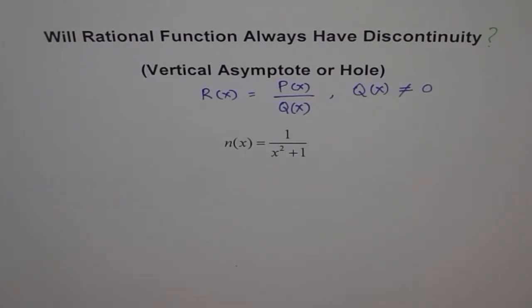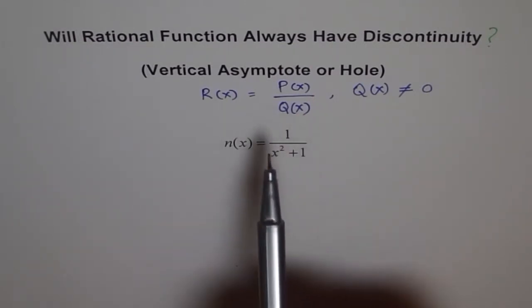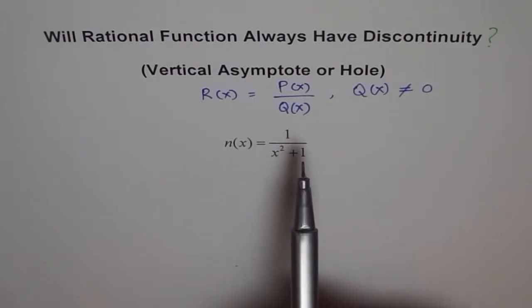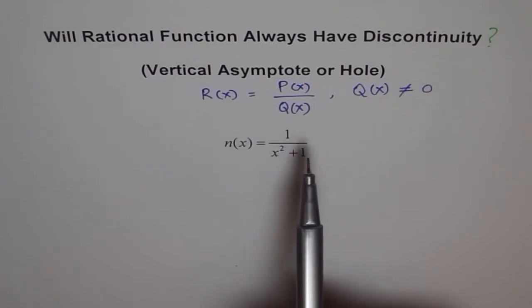I have other videos on vertical asymptotes and holes which you can look into to understand these two things clearly. So the question here is, will all rational functions have a discontinuity like vertical asymptotes or holes? That's what we are going to look into.